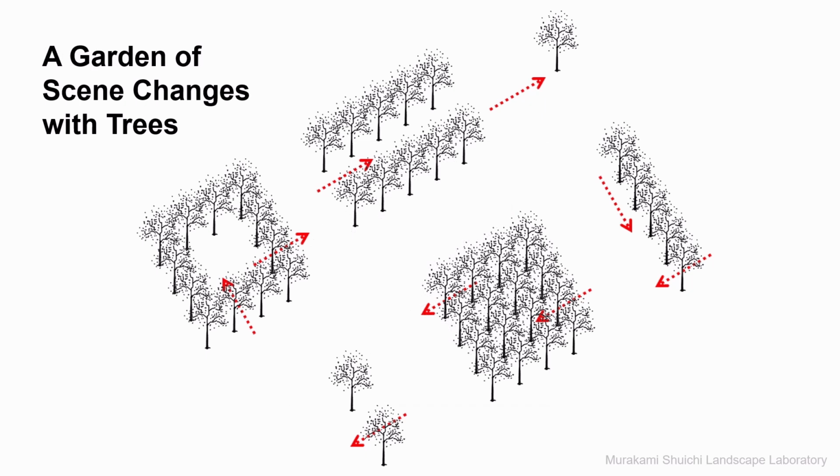Here, we present a garden of scene changes with trees, composed by combining these six fundamental spatial types. As you circulate along the path indicated by the arrows, imagine the sequence of experiences that unfolds. You may also come to realize that the in-between spaces, the between forms, have meaning of their own.